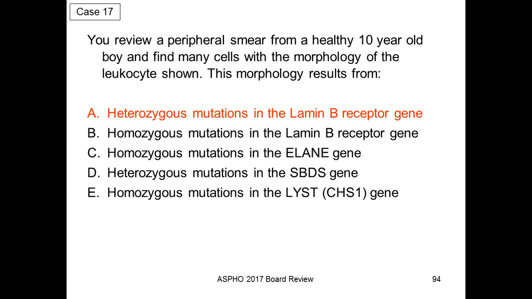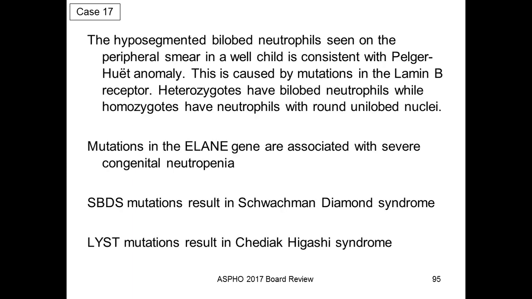Heterozygous mutations actually cause the bilobed morphology, and homozygous mutations cause a unilobed morphology. So it's called the Pelger-Huët anomaly, mutations in lamin B receptor. The other choice, the ELANE gene, is associated with severe congenital neutropenia and does not have morphologic findings like that. SBDS mutations result in Shwachman-Diamond syndrome, typically not an otherwise healthy child. And the LYST mutations, of course, result in Chediak-Higashi syndrome.